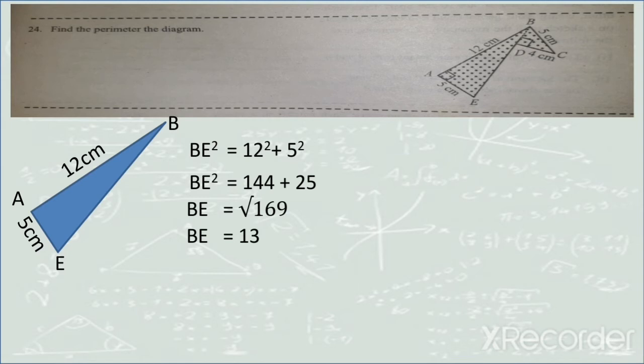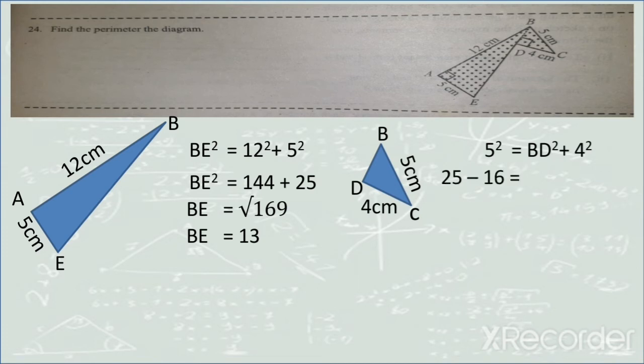Likewise, we have to find BD length using the small right angle triangle. So it's better if you can draw that with details, BCD. Then we can put those values also into the Pythagorean relation. 5 squared equals BD squared plus 4 squared. 5 squared means 25, 4 squared means 16. Then when you send it to the left side, it will be 25 minus 16 equals BD squared. To get BD, we have to find the square root of 9, which is 3.